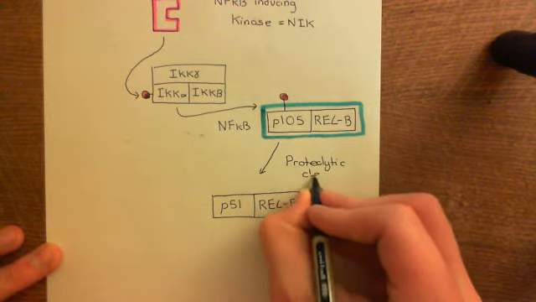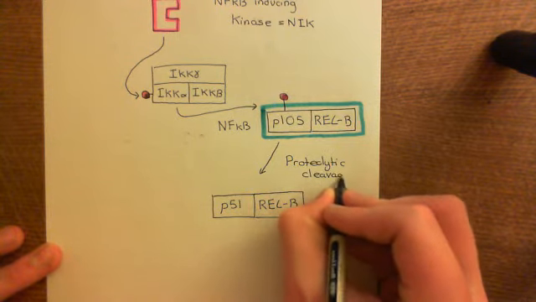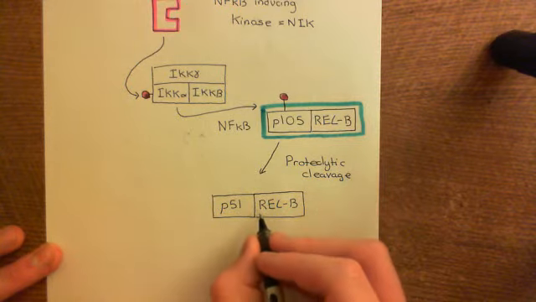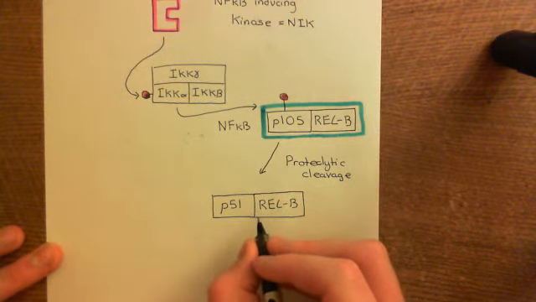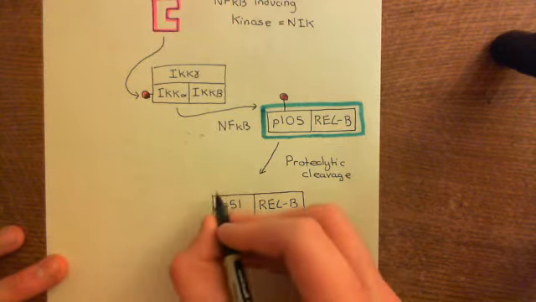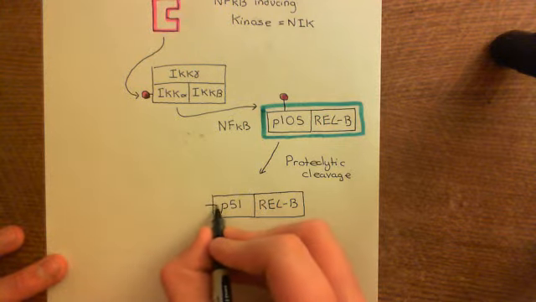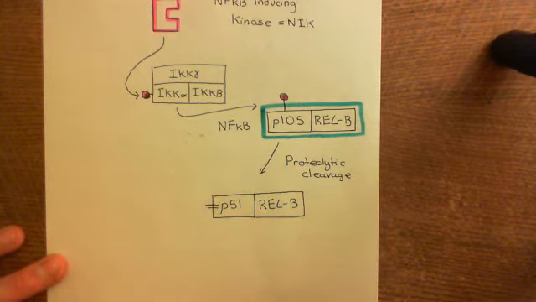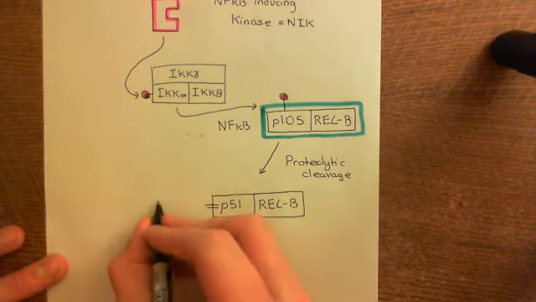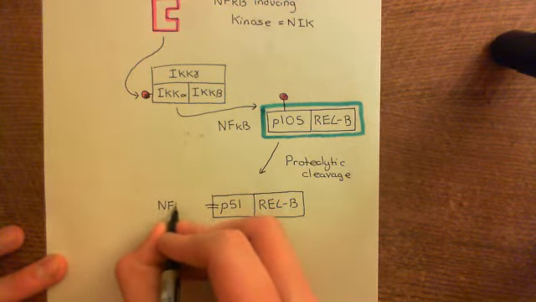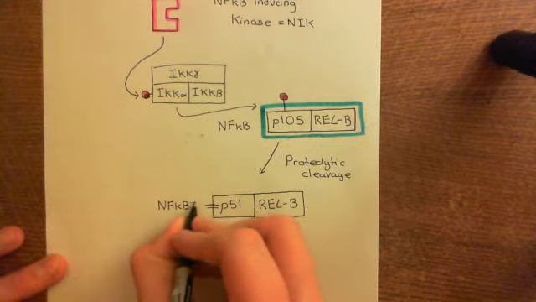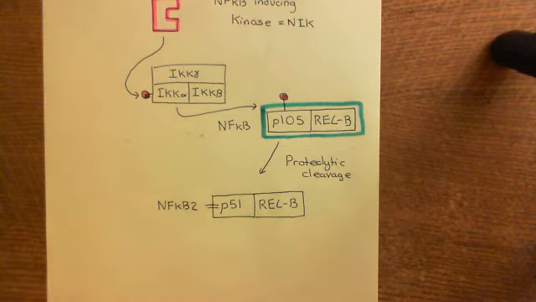Okay, right. So, what happens next? Well, this is going to go into the nucleus and activate the transcription of certain genes. But just before we discuss that, let's just say that P51 also has another name. It's also known as NF-kappa B protein 2. Okay, so just as P50 was the NF-kappa B protein 1, P51 is the NF-kappa B protein 2.